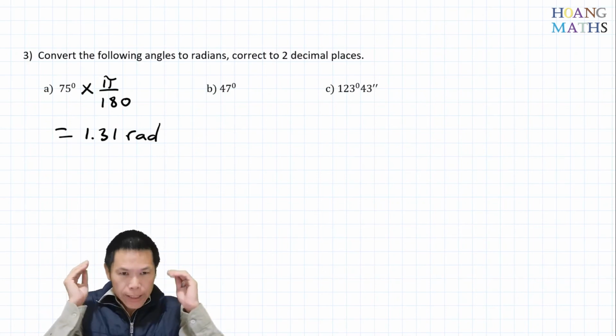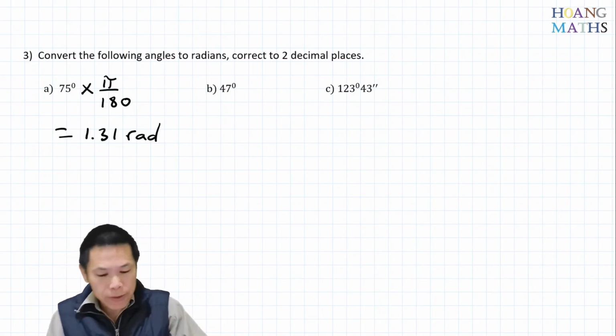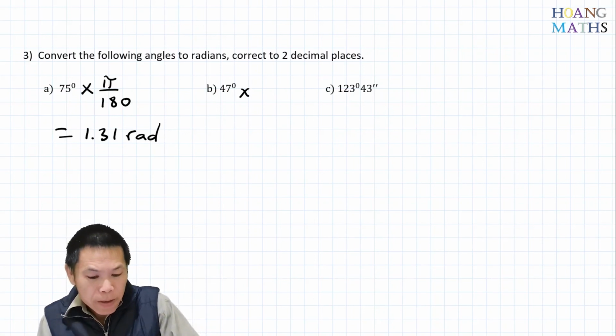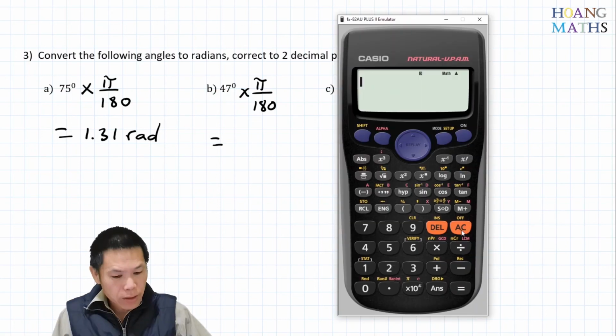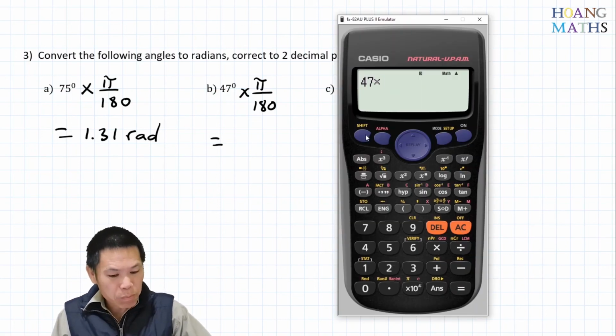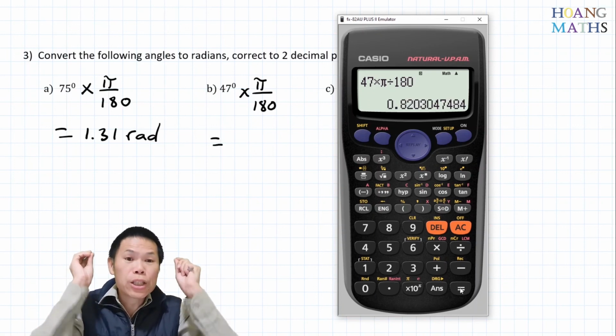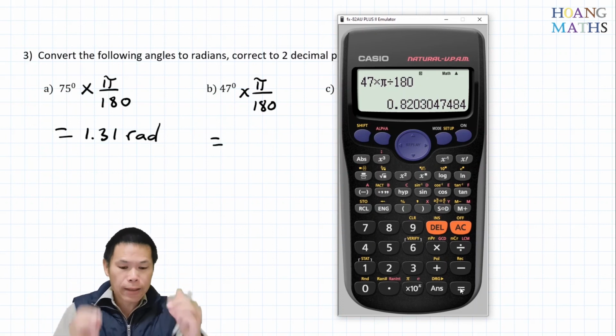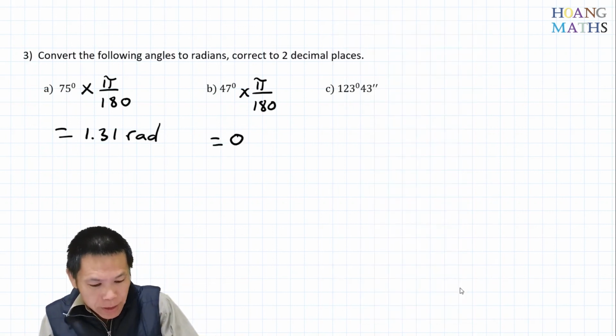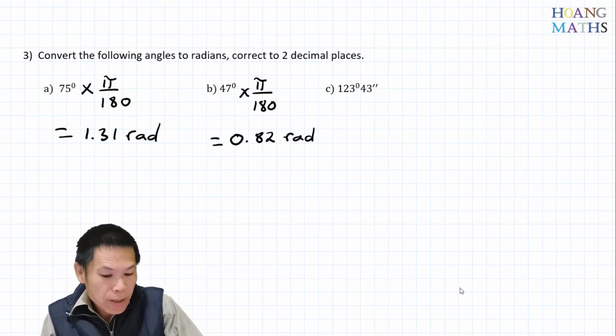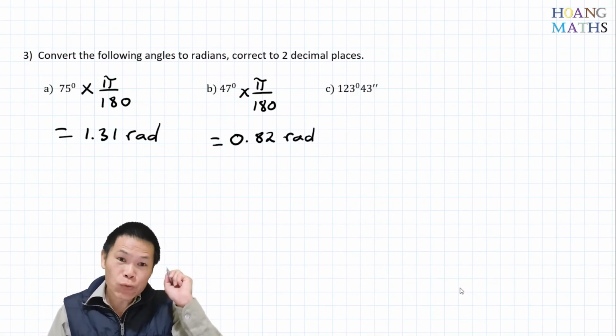And next one is 47 degrees. So we times by pi over 180 because we want radians. So I just put that in a calculator: 47 times pi divided by 180. There you go. To 2 decimal places, which is 0.82 radians.